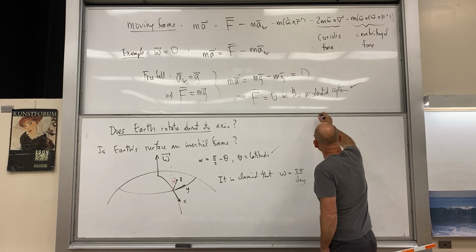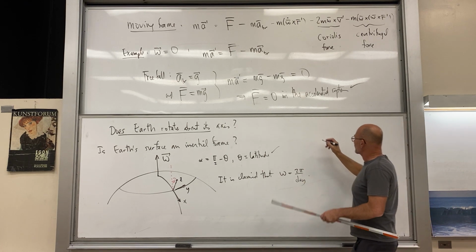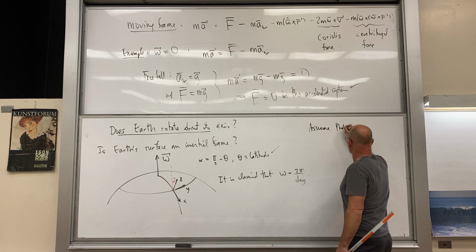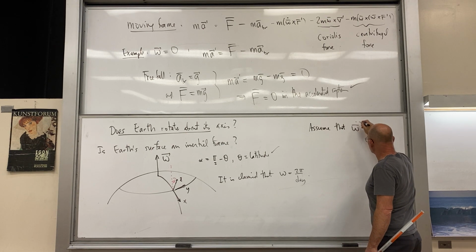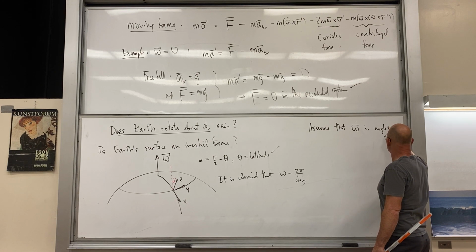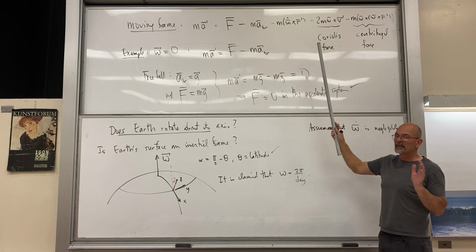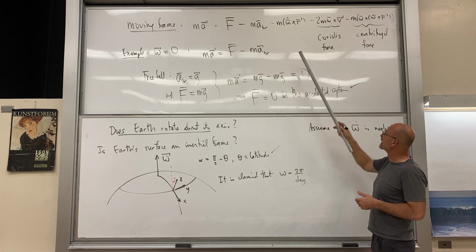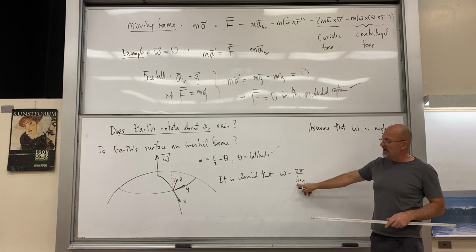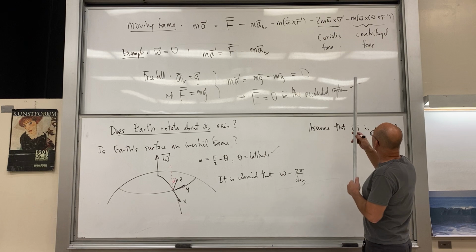So what are we going to do? We're going to do some restrictions here. We're going to assume that omega dot is negligible. Okay, so omega dot's negligible because the Earth is pretty massive and it's just rotating about its axis, and the day is not really changing appreciably. So omega dot is negligible.